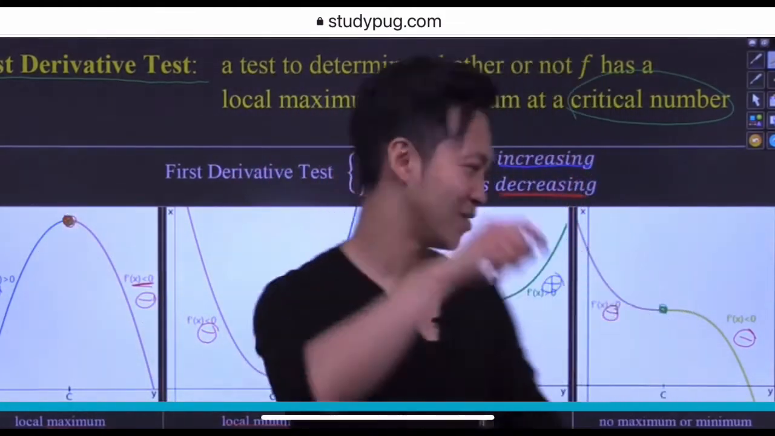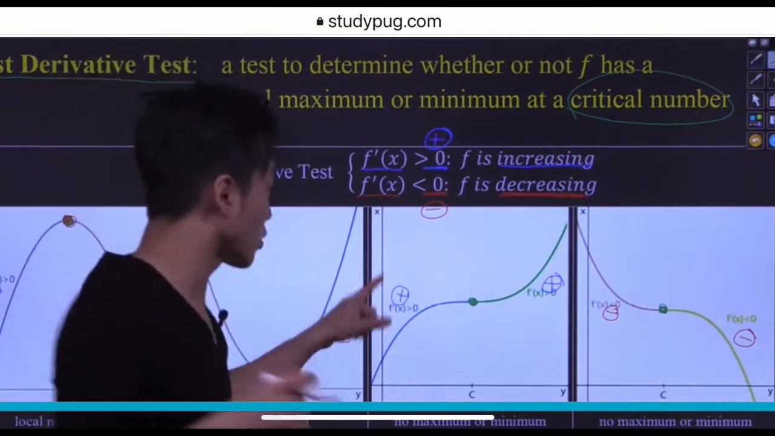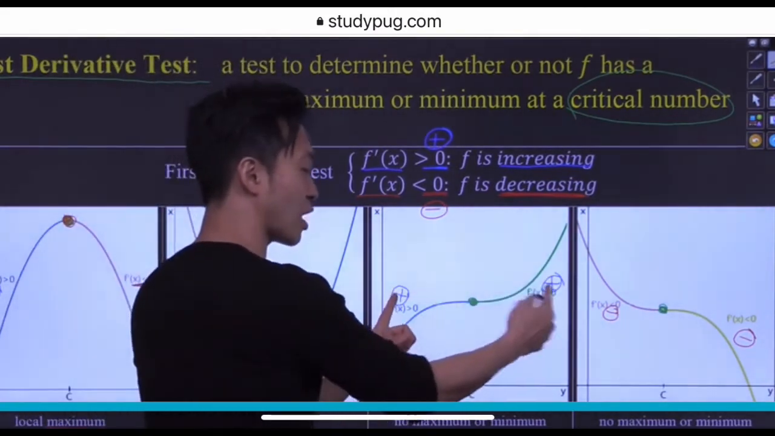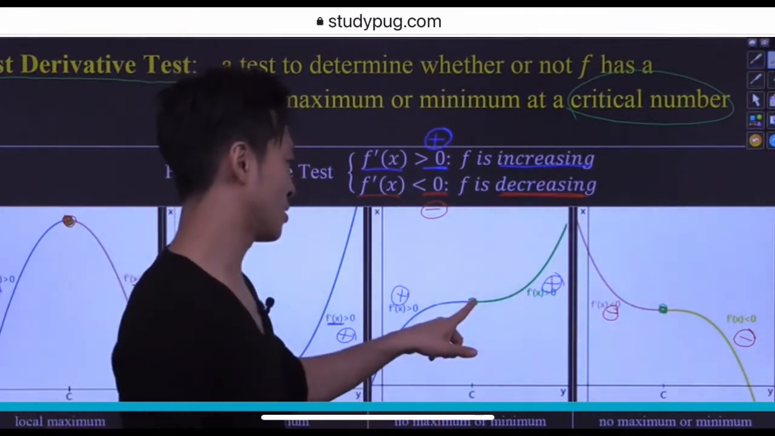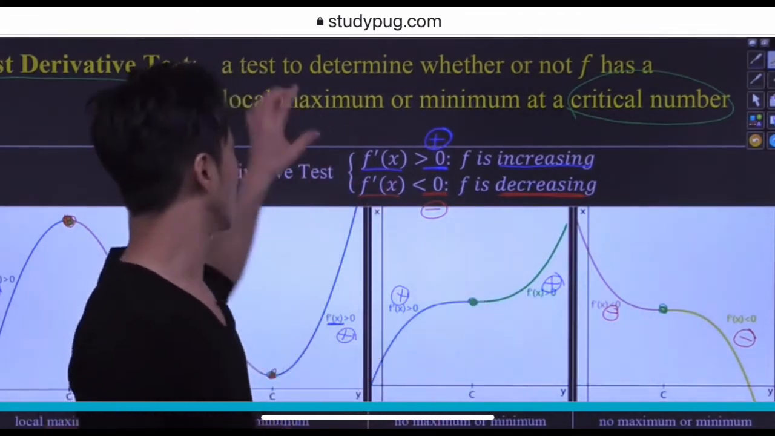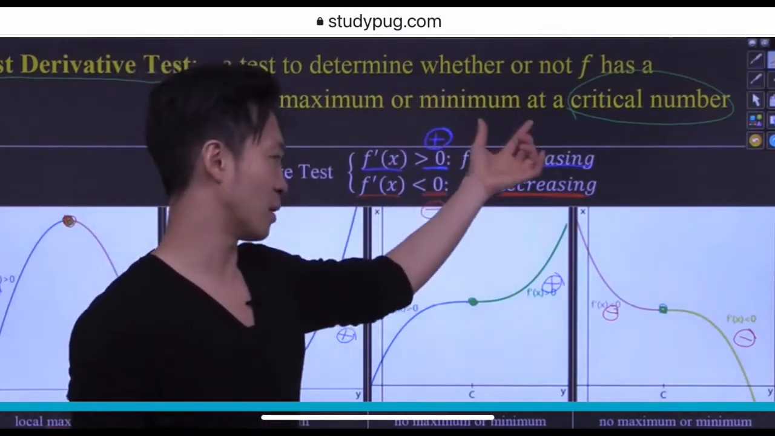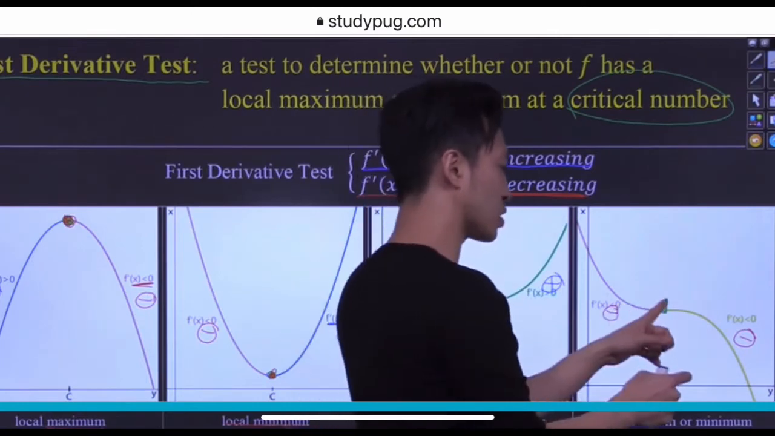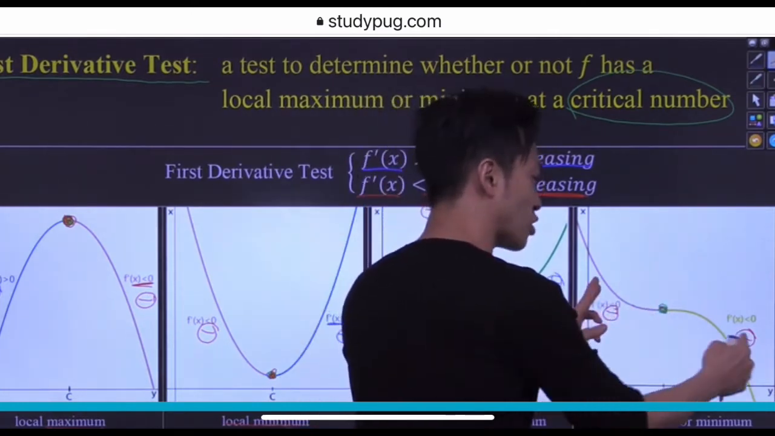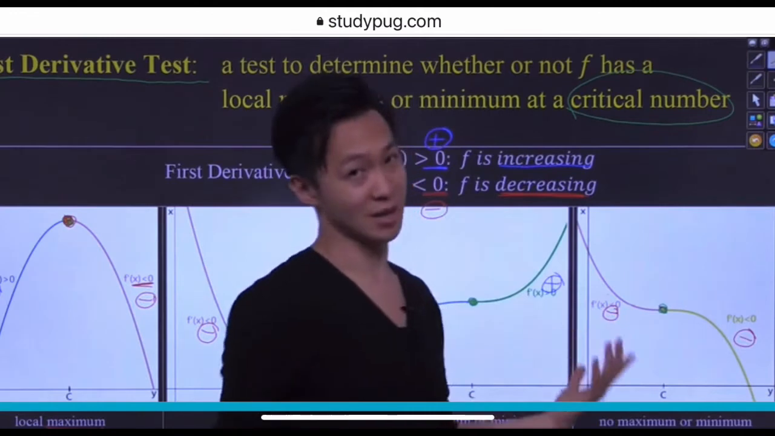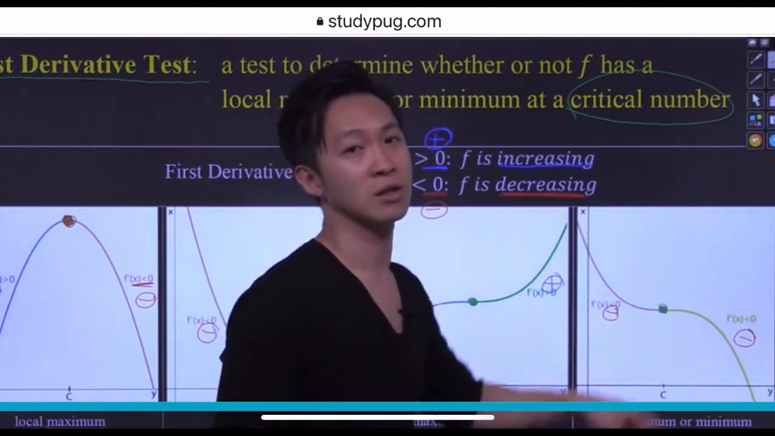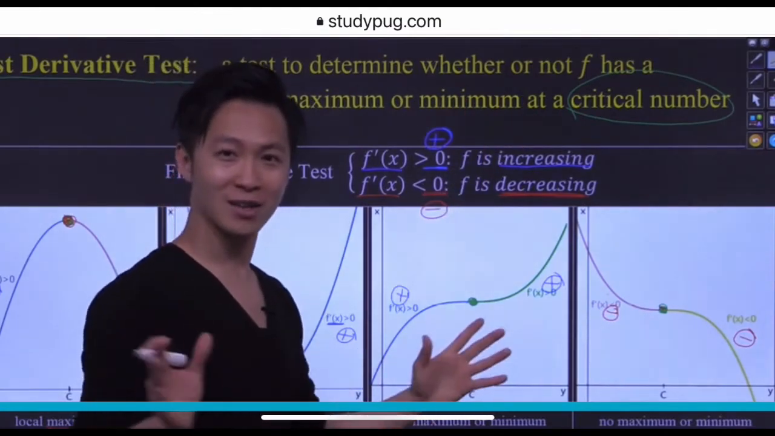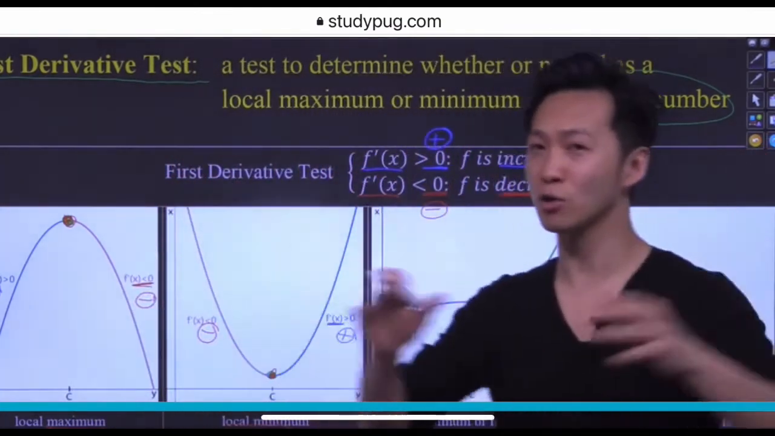Okay? Now, what happens when the first derivative doesn't change sign? See, it goes from positive to positive, doesn't change sign, then guess what? Then the critical point is neither a local maximum nor a local minimum. Same here, right? When the first derivative goes from negative to negative, when the first derivative doesn't change sign at the critical point, guess what? The critical point is neither a local maximum nor a local minimum. Okay? Just some easy, quick conclusion here.